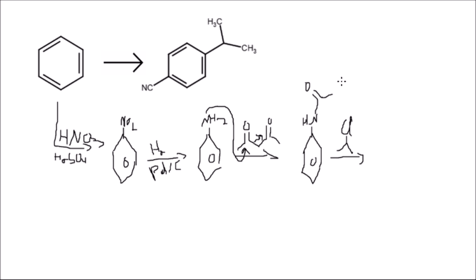So the amide groups are activating, so it could go ortho or para, but the amide group is large, so because of the steric hindrance, it would prefer to go para. I forgot to add the catalyst here. So now we get this.